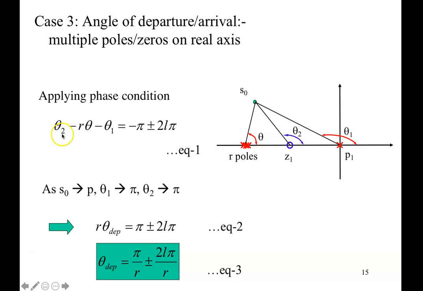So substitute theta 2 by pi and theta 1 by pi; pi minus pi, they cancel each other out. Then we are left with minus R theta equal to minus pi plus or minus 2l pi, or R theta equals pi plus or minus 2l pi. Divide both sides by R, and I get the angle theta equals pi over R, where R is the number of multiple poles here, plus or minus 2l pi over R.